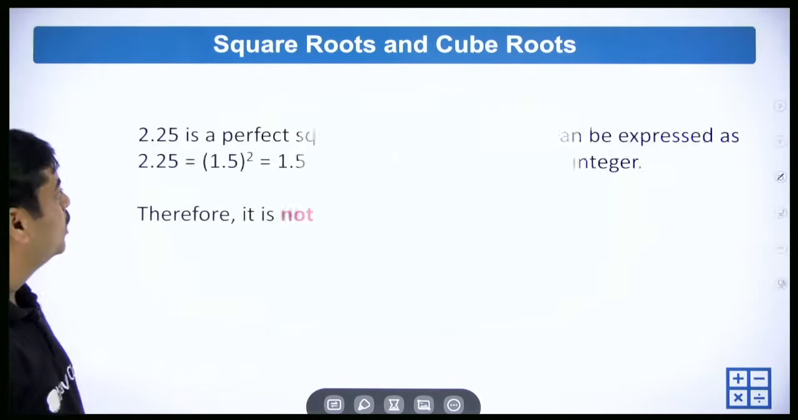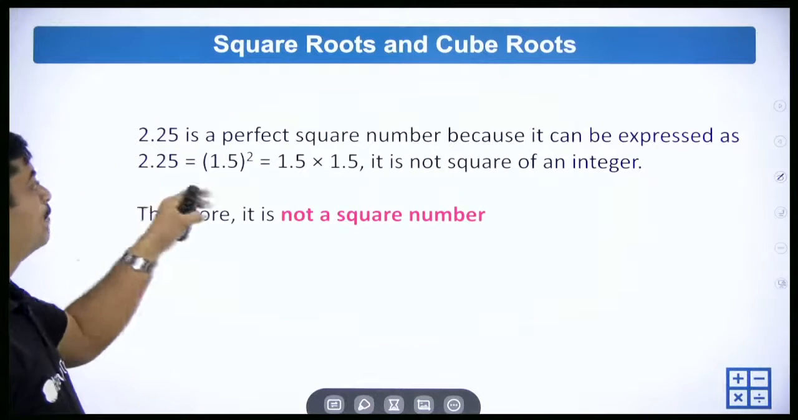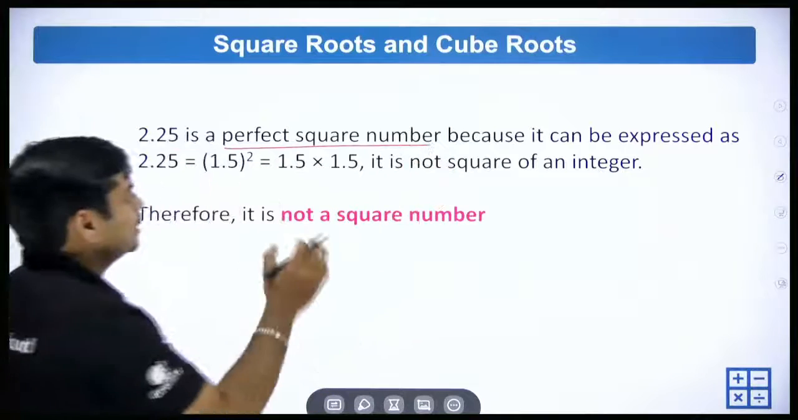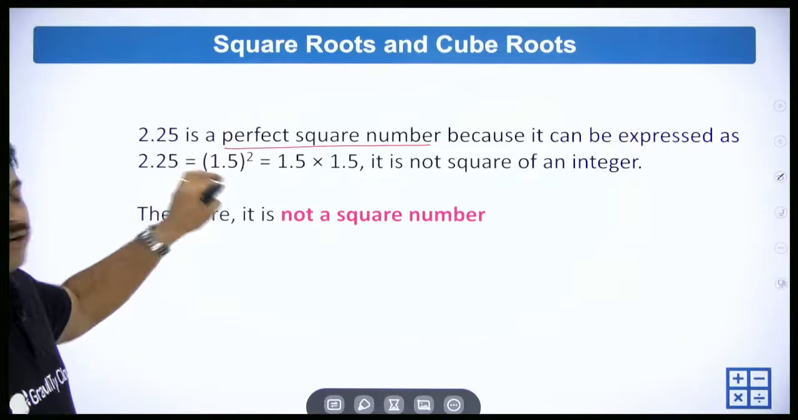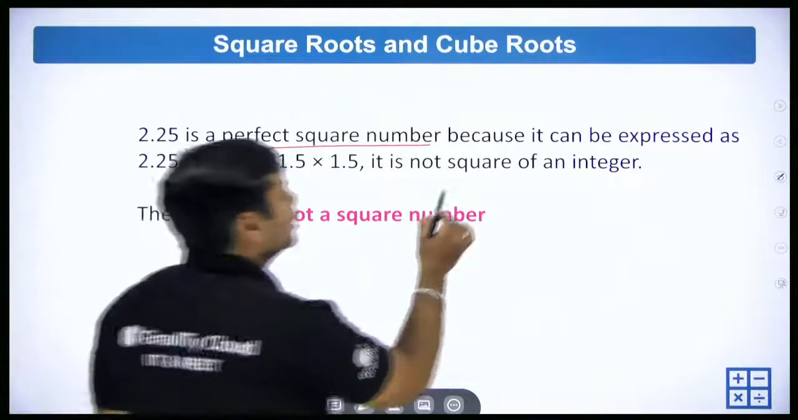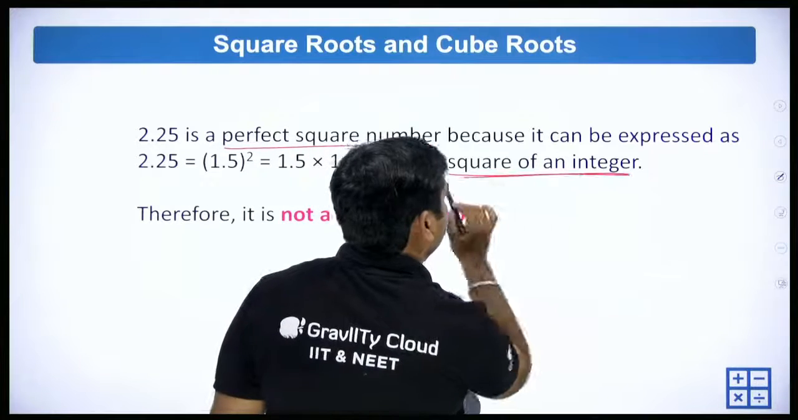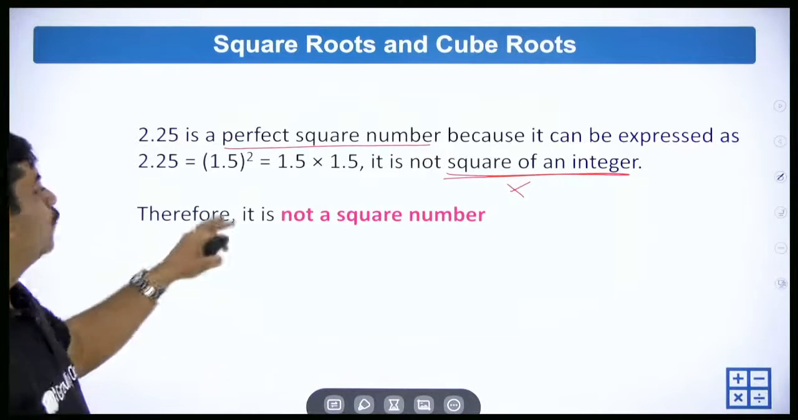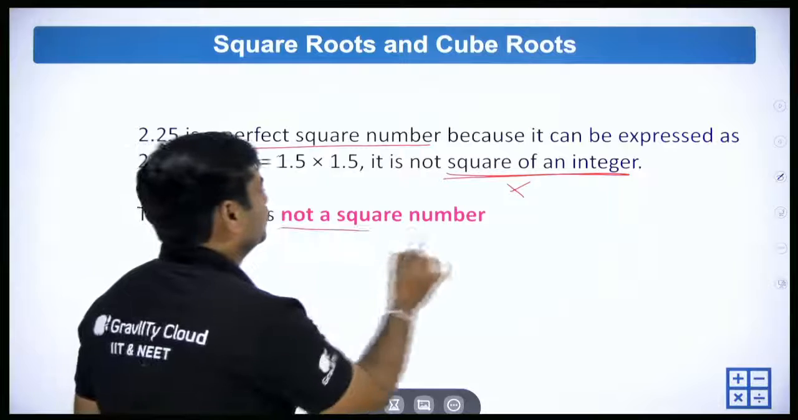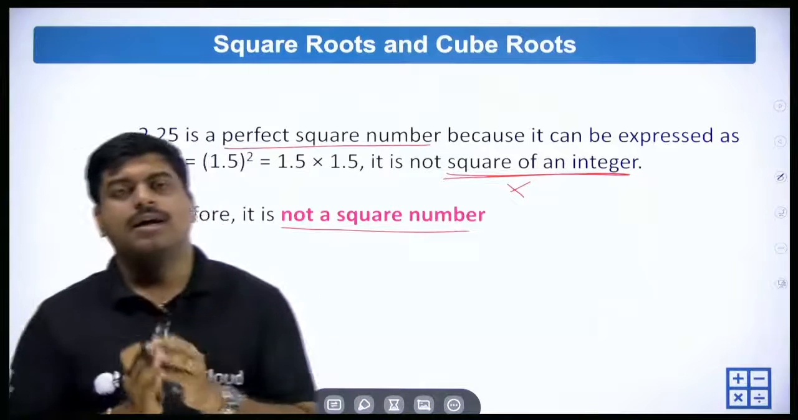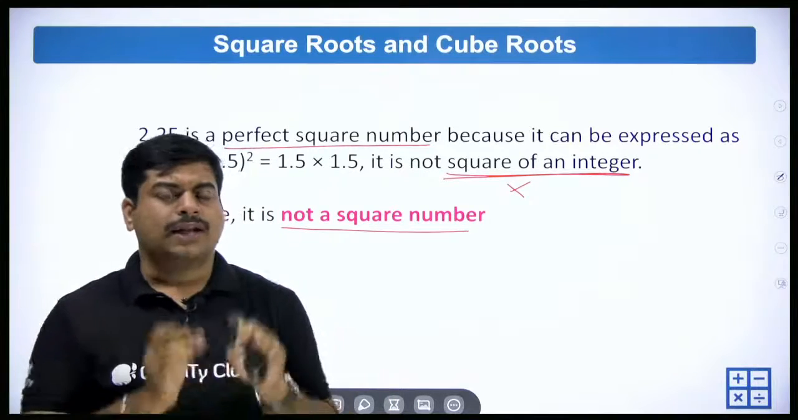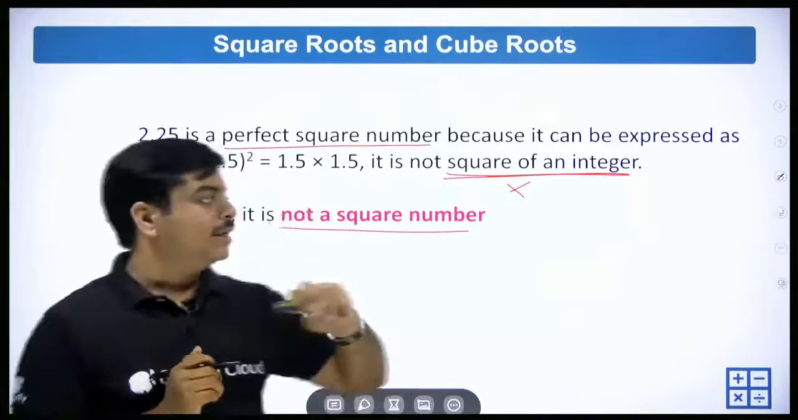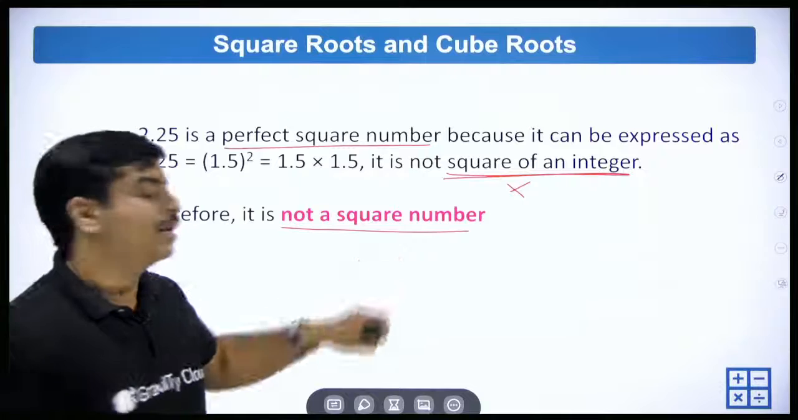Next one, what else are we going to learn here? 2.25 is a perfect square because it can be expressed as 1.5 into 1.5. It is not the square of an integer. Therefore, it is not a square number. Understand, there is a difference. It is a perfect square. We are getting 1.5 into 1.5 is 2.25, but they are not integers. So, as they are not integers, we should not call them a square number.